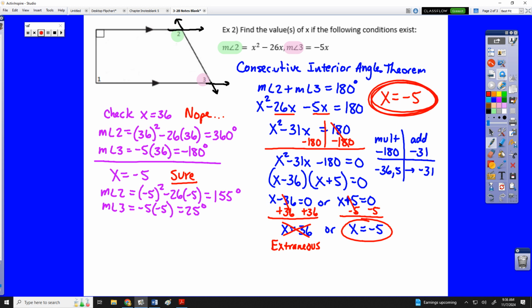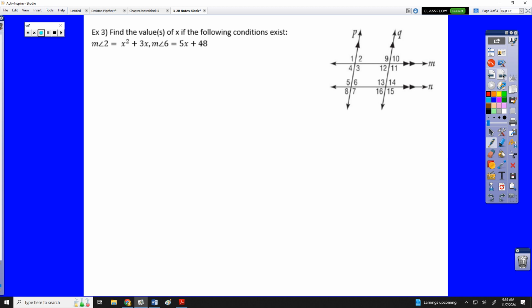One more example. So here's our third and final example. Again, the picture is something we've probably seen in other problems. Find the value or values of x if the following conditions exist. Angle 2, which is here, is x squared plus 3x, and angle 6, which is here, is 5x plus 48. Now angle 2 and angle 6, we look at that picture and we say, oh, those are corresponding angles. So according to the corresponding angle postulate, we expect that those two angles will be congruent. The corresponding angle postulate says that angle 2 is congruent to angle 6.